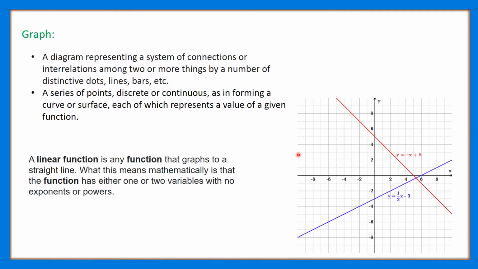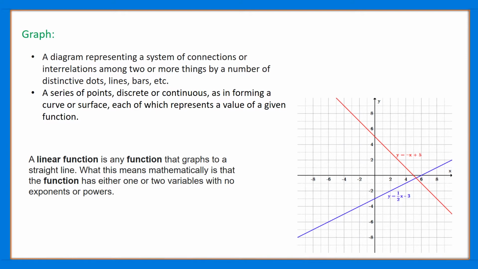Example, let us look at the function y = 1/2 x - 3. Here the variables x and y are linear variables, that is, they don't have any power other than 1. Similarly, if you take the function y = -x + 5, here also the variables have no powers, that is, their powers are 1. And the graph of a linear function will be a straight line.